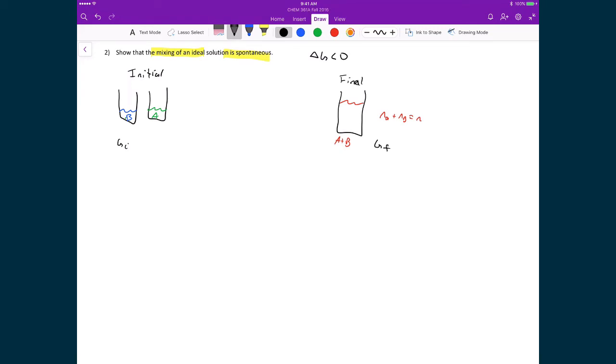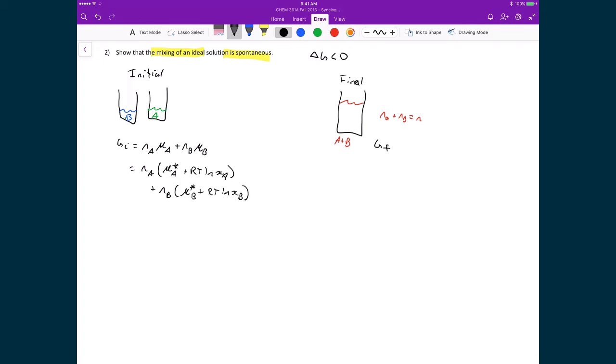So starting with the initial Gibbs free energy, that's just going to be equal to the number of moles of A times the chemical potential of A plus the number of moles of B times the chemical potential of B. So the number of moles of A, times the chemical potential of A, which is the chemical potential of the pure substance plus RT times the natural logarithm of the mole fraction of A. To that, I'm going to add the number of moles of B times the chemical potential of the pure B component plus RT times the natural logarithm of the mole fraction of B.